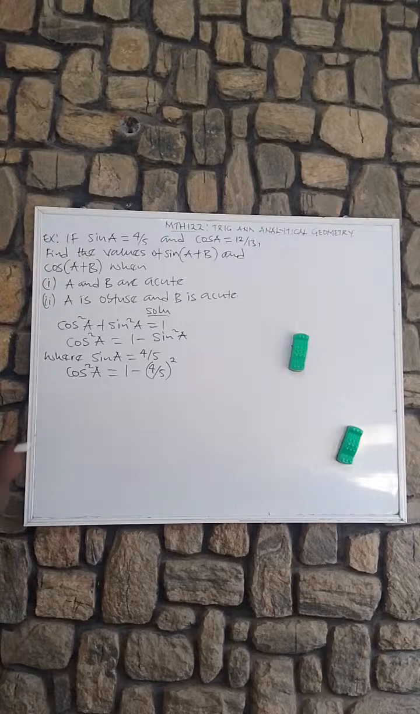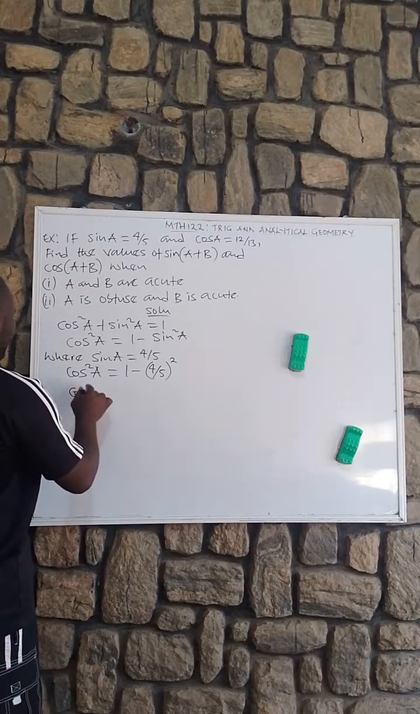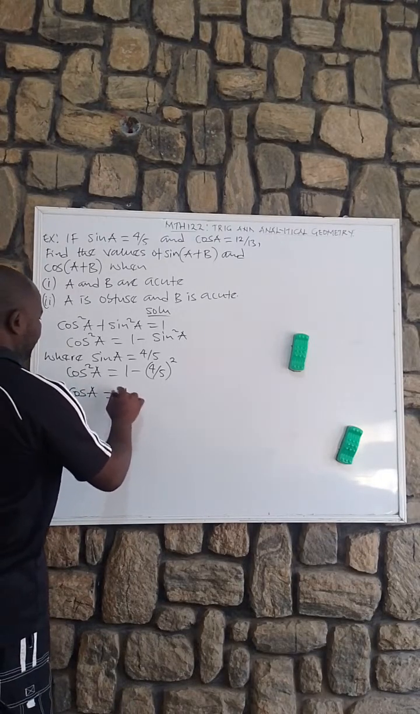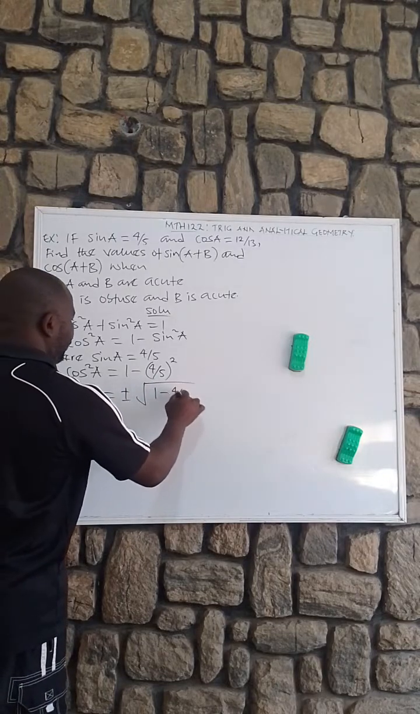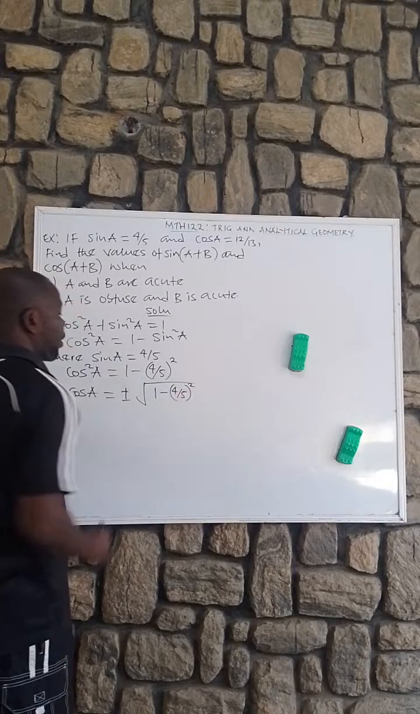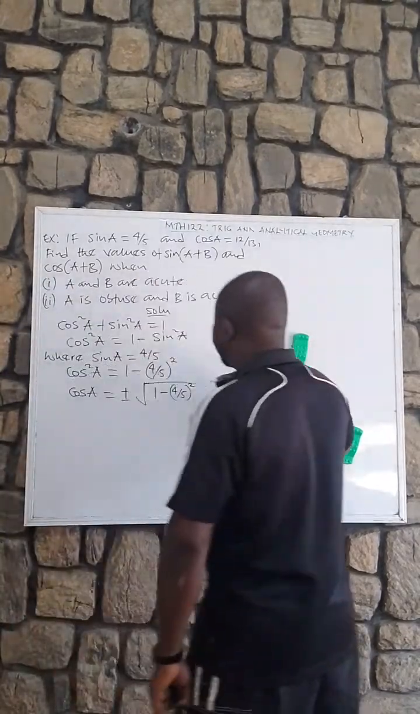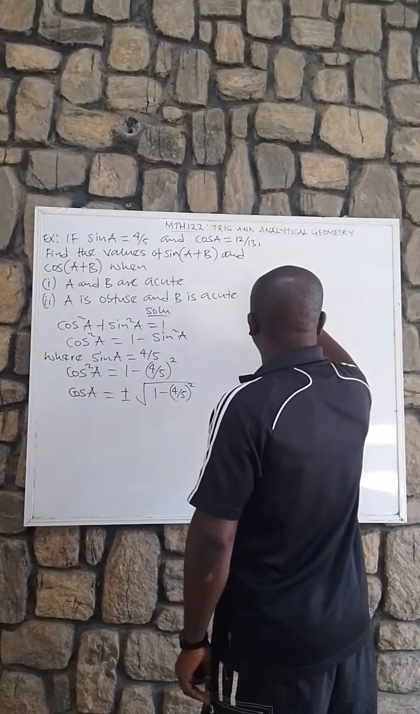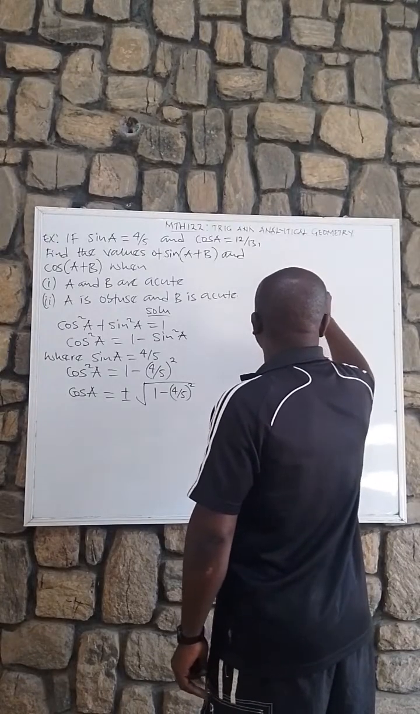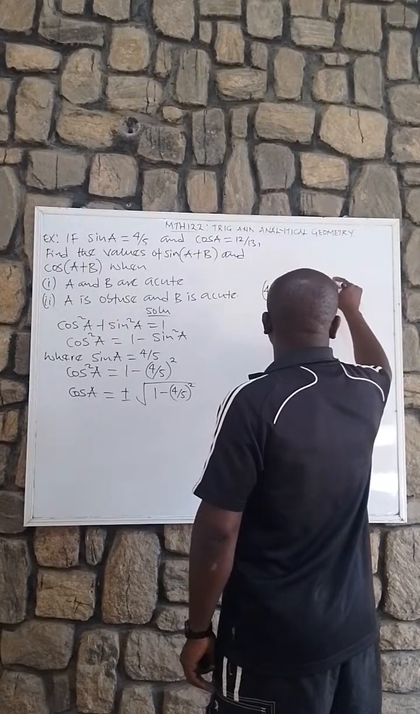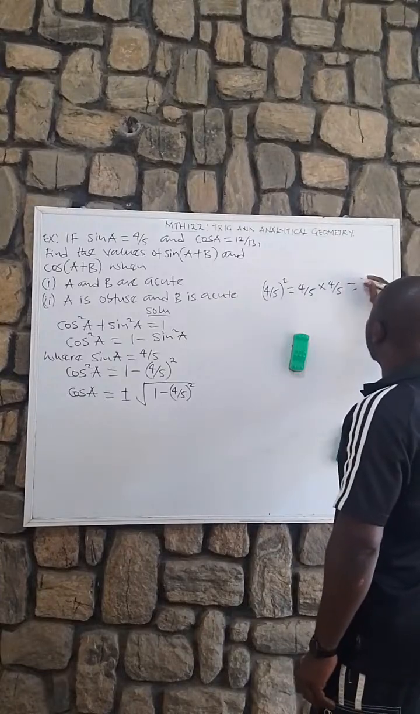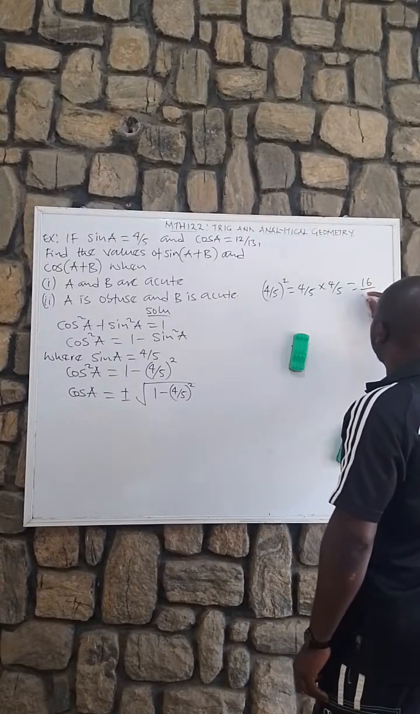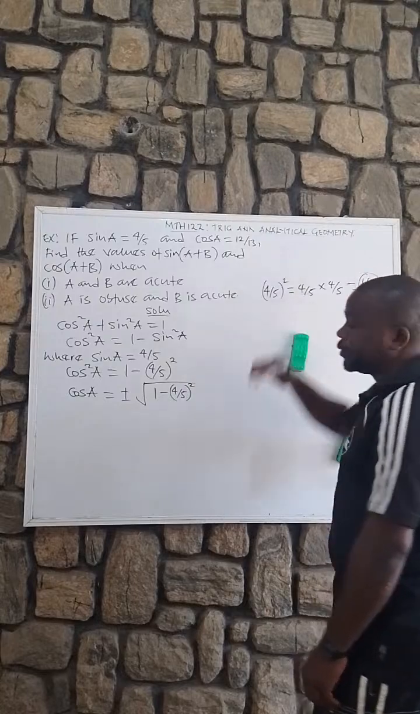Then let's take the square root of both sides. Our cos A will be equal to either plus or minus the square root of 1 minus 4 all over 5 all in square. But you know very well that 4 all over 5 all in square is the same as 4 all over 5 times 4 all over 5. 4 times 4 is 16, 5 times 5 is 25, right? True or false?